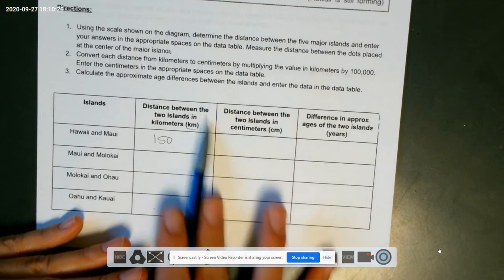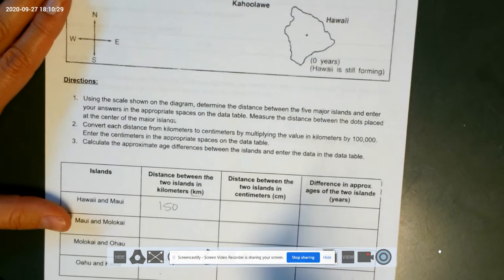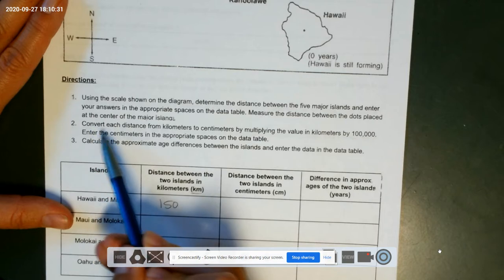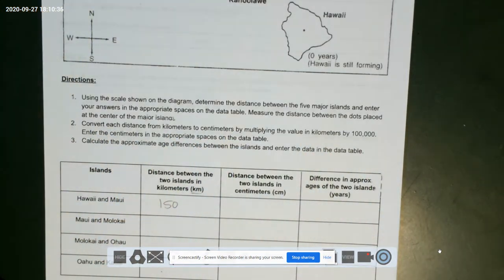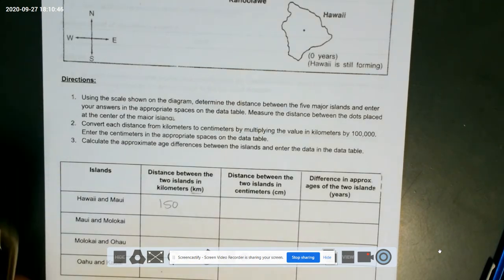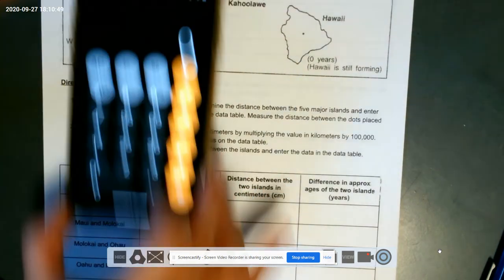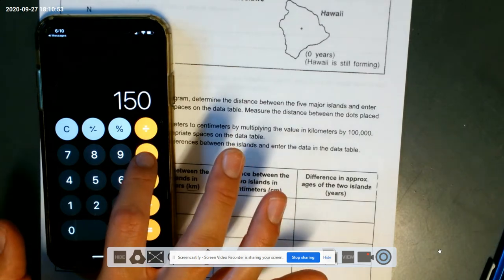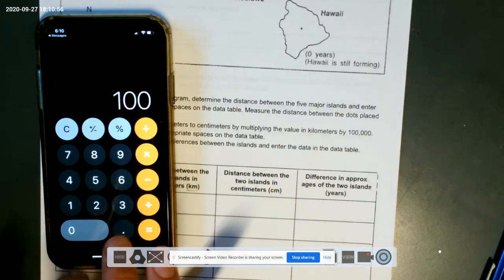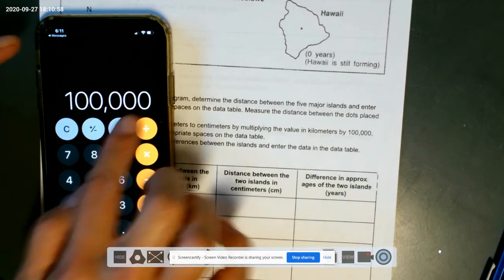Now, the distance between the two islands in centimeters, it tells us that in order to convert the distance kilometers to centimeters, you multiply the value by 100,000. So we want to multiply 150, okay, by 100,000 to actually get centimeters. So some people can just add on the zeros, which I highly recommend learning how to do, but I just want to show you that if you do 150 times 100,000, so notice there are 1, 2, 3, 4, 5 zeros, okay? What did you get?